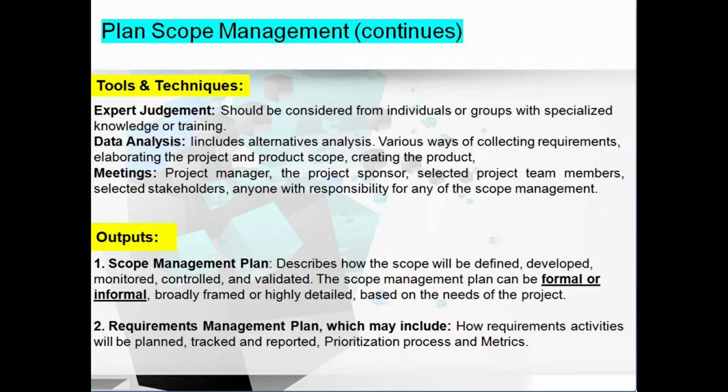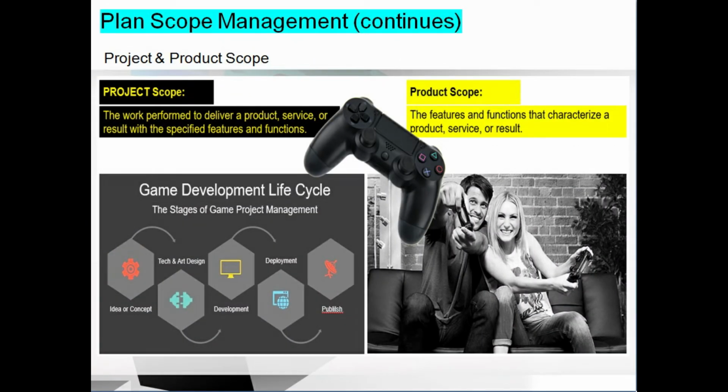Let's move to the next discussion. I've already explained you the difference between the product and the project scope in my last session. That is, the work performed to deliver a product, service or result with the specified features and functions is the project scope, whereas the features and functions that characterize a product is the product scope. Hope you now clearly understand. We have another example, that is the game development life cycle, in which the stages of the game project management refer to the project scope, and the characteristics of the product refer to the product scope.